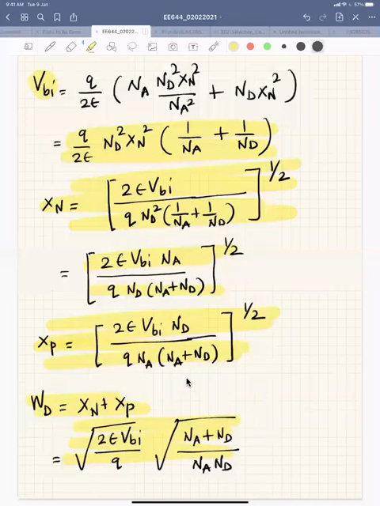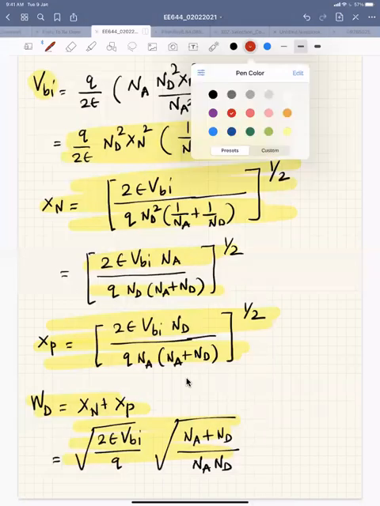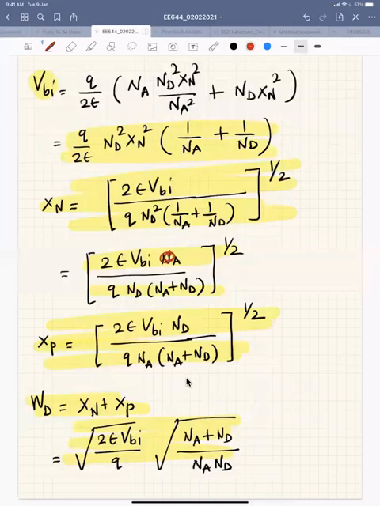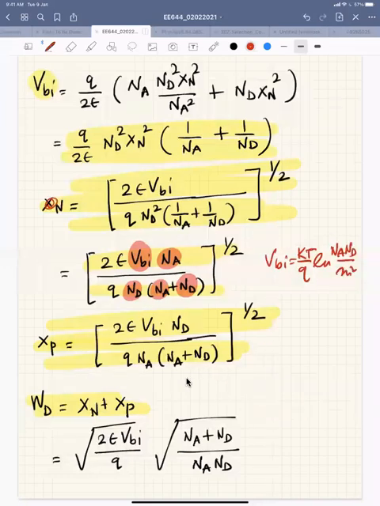If you look at this equation for xn, you know NA, you know ND, and you know VBI, because VBI is kT by q ln(NA ND by ni squared). So you could find xn, and similarly you could find xp. You could also find the depletion width: if you know xn and xp, you add them. So these are very simple equations.